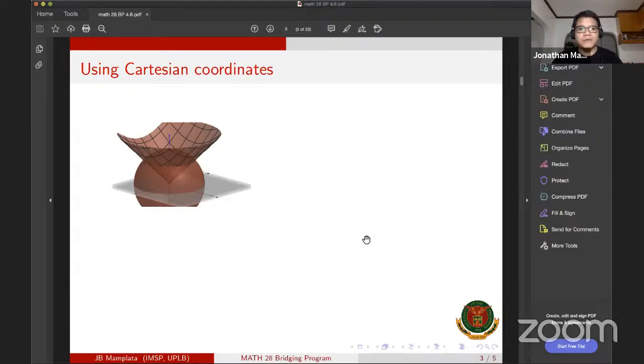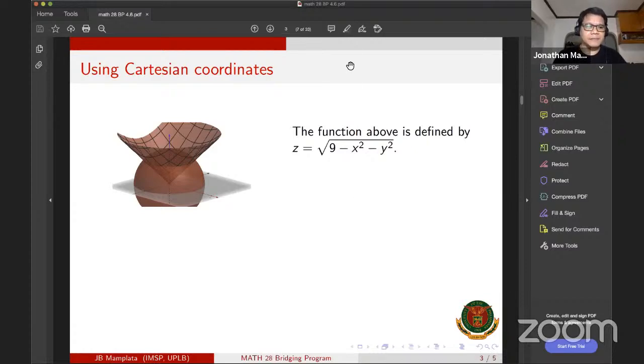Yung gagamitin nating bounds for z natin, yung upper bound, yung nasa taas, obviously from the region or from the figure, yung upper bound natin is bounded by the sphere. So the function above is now defined by, sabi ko nga kanina, dapat z as a function of x and y. So ang z natin is equal to the square root of 9 minus x squared minus y squared. Nanggaling ito sa equation ng sphere. Sinolve lang natin yung value ng z in terms of x and y.